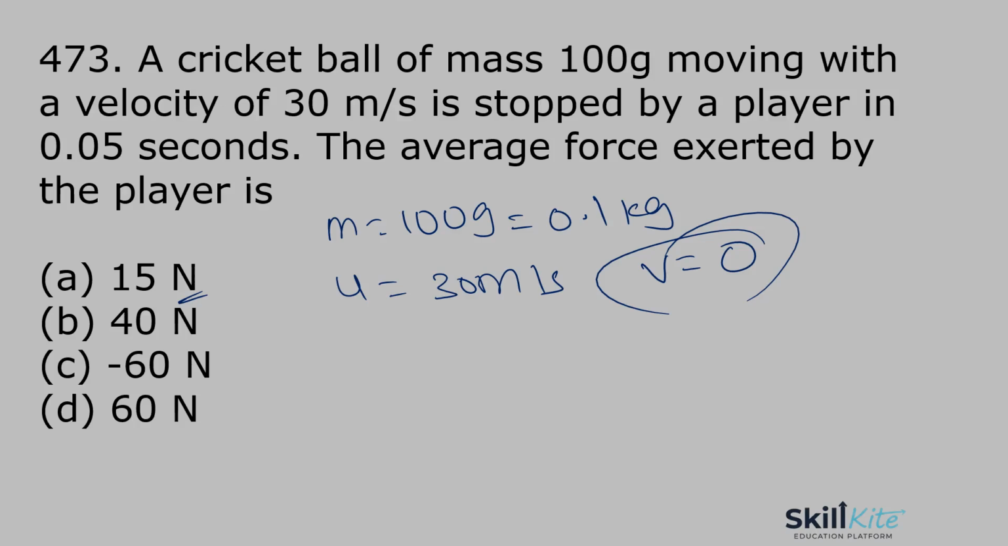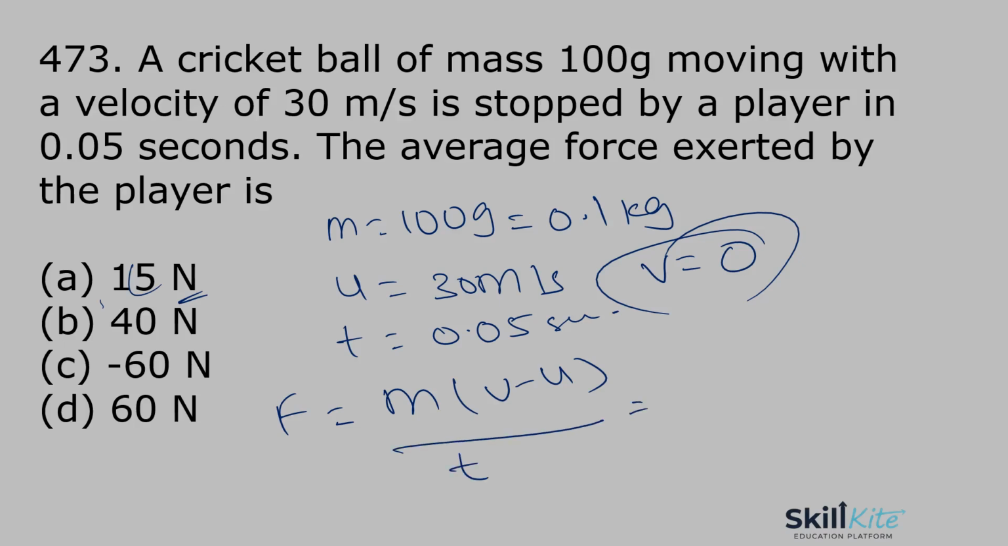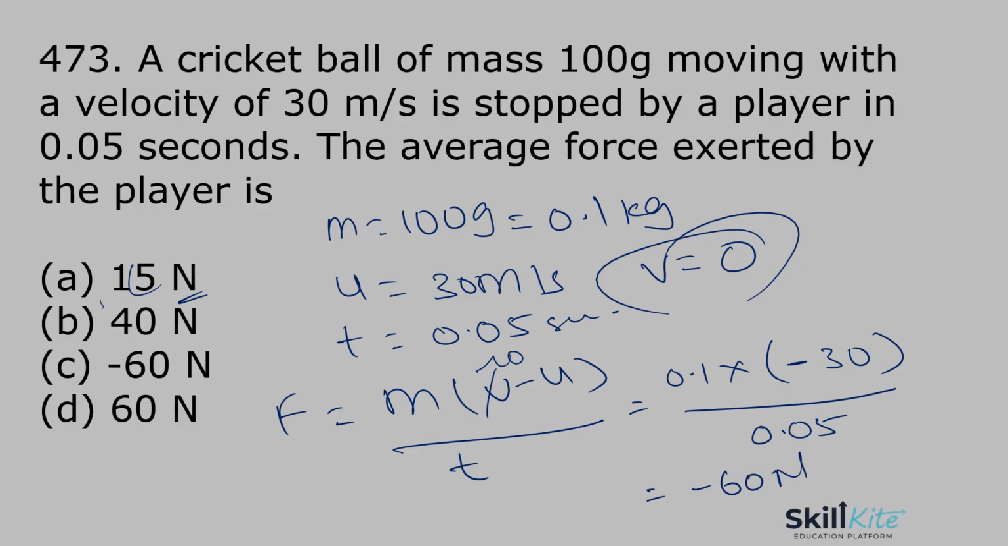Time is 0.05 seconds. We know the formula, discussed previously: mass into v minus u by t. So mass is 0.1 into, the final velocity is 0, so minus 30 by 0.05. So it comes out to be minus 60 newtons. Force equals minus 60 newtons. So option C.